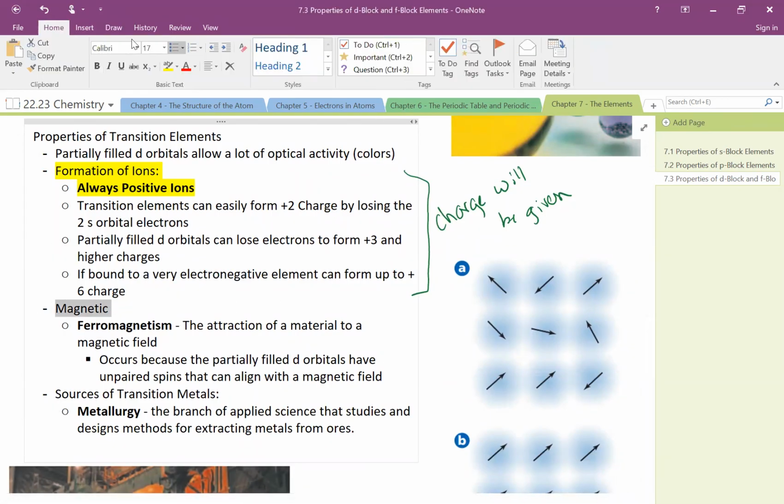So I'm going to highlight this as well. This is a key property of metals. I believe you already know this. And a specific term that we should write down is ferromagnetism. And this is the attraction of a material to, I'm going to actually change this to, a permanent magnetic field. Of course, I can't spell permanent right. Never thought I would be able to, but anyway.